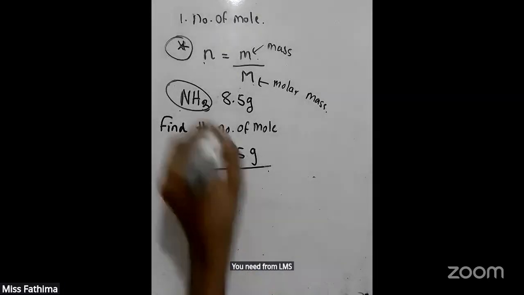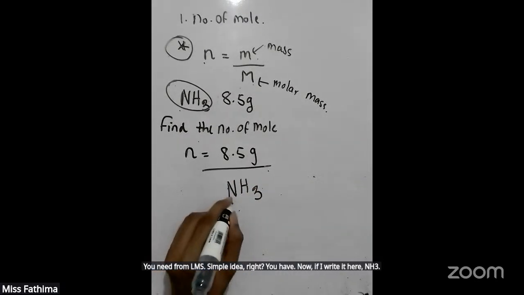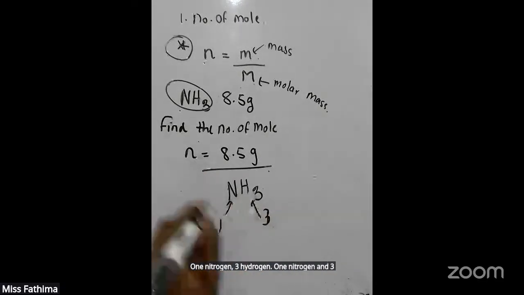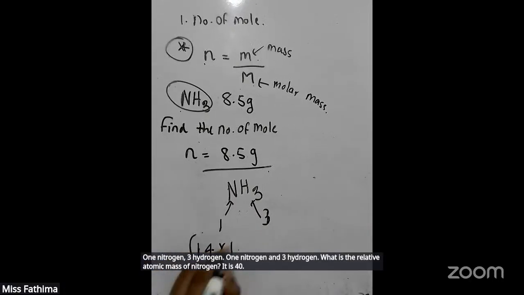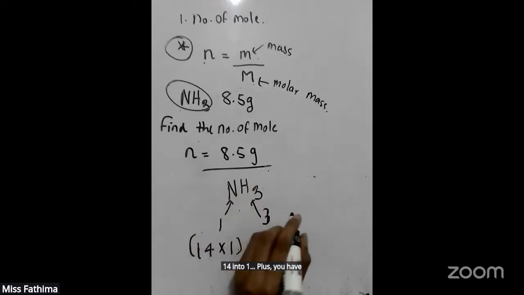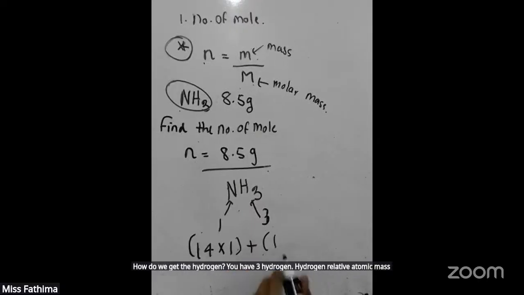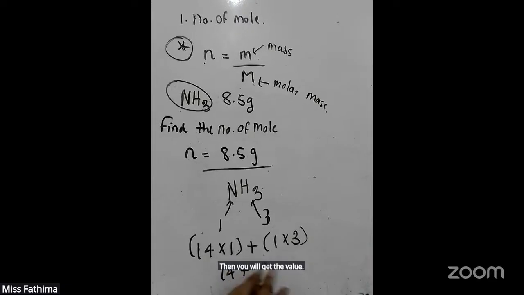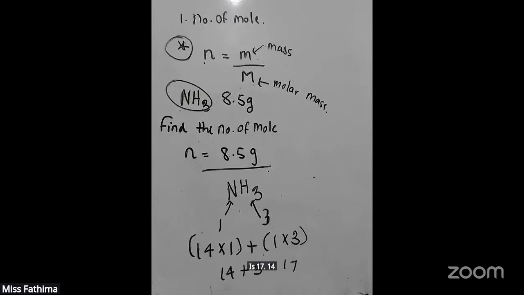Simple idea, right? Now if I write it here, NH3: 1 nitrogen and 3 hydrogen. What is the relative atomic mass of nitrogen? It is 14. 14 into 1, plus hydrogen. How do you get the hydrogen? You have 3 hydrogen. Hydrogen relative atomic mass is 1. Then you multiply by 3. Then you will get the value. 14 plus 3 is 17. Right? Then you got the relative molecular mass.